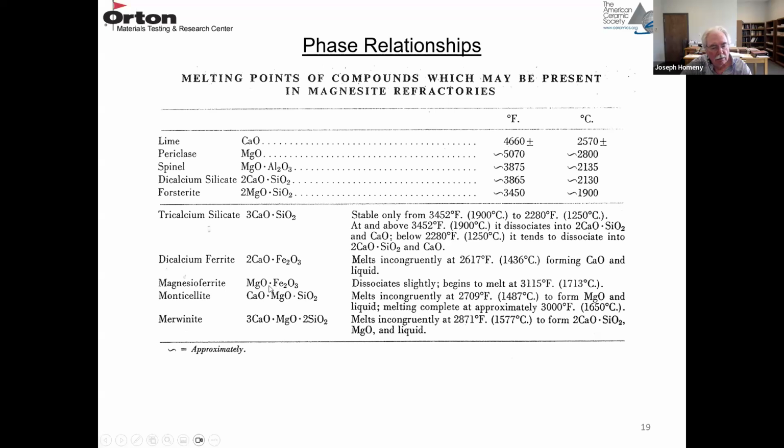Magnesioferrite, where you'll have your Fe2O3 impurity, melts at 1713 degrees C. That's low, but it's not too bad. Then monticellite by itself melts at 1487 degrees C. And then merwinite by itself, 1577 degrees C. So you definitely do not want to have monticellite and merwinite in your refractory material or this particular composition, like calcium ferrite.